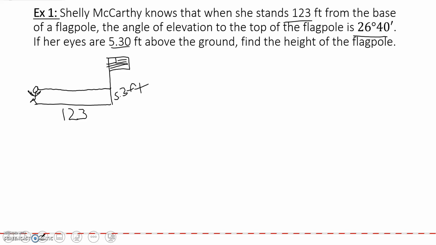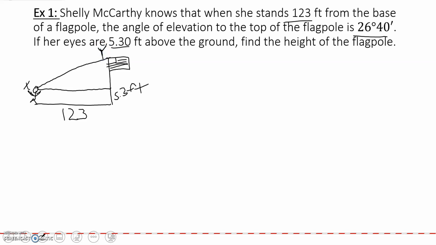Now, angle of elevation. So remember, elevation goes up. So that means that's the angle that's formed from taking that horizontal ray to that ray that has a point at the top or above the X. So our X represents the person, Shelley. So our Y will be the top of that flagpole.